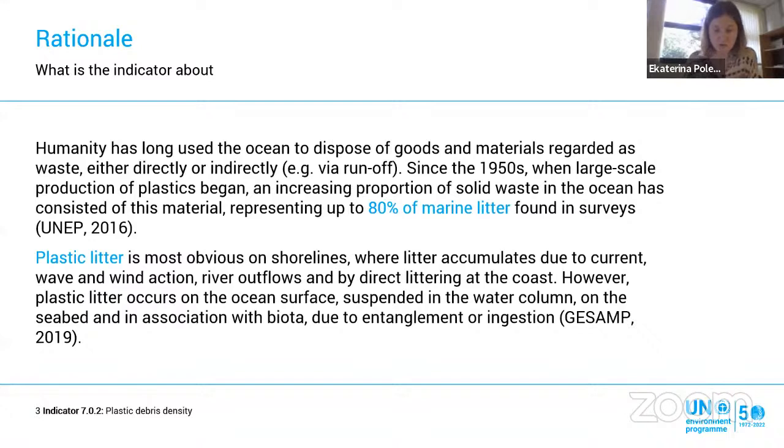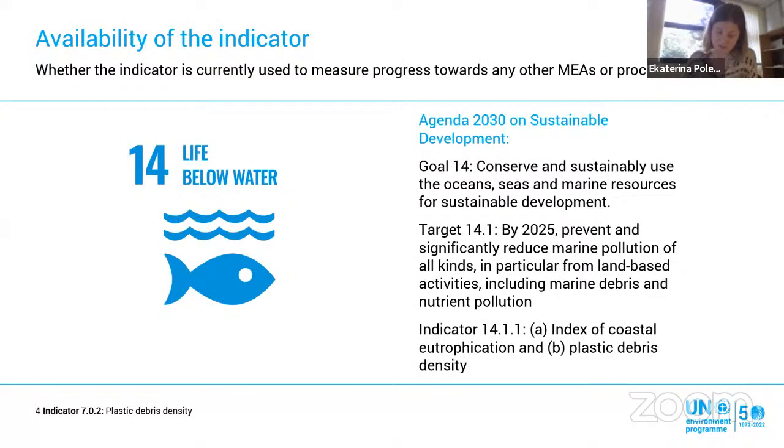Humanity has long used the ocean to dispose of goods and materials regarded as waste, either directly or indirectly. Since the 1950s, when large-scale production of plastic began, an increasing proportion of solid waste in the ocean has consisted of this material, representing up to 80% of marine litter. Plastic litter is most obvious on shorelines, where litter accumulates due to current, wave, and wind action, river outflows, and by direct littering at the coast. However, plastic litter occurs on the ocean surface, suspended in the water column, on the seabed, and in association with biota. Next slide, please.